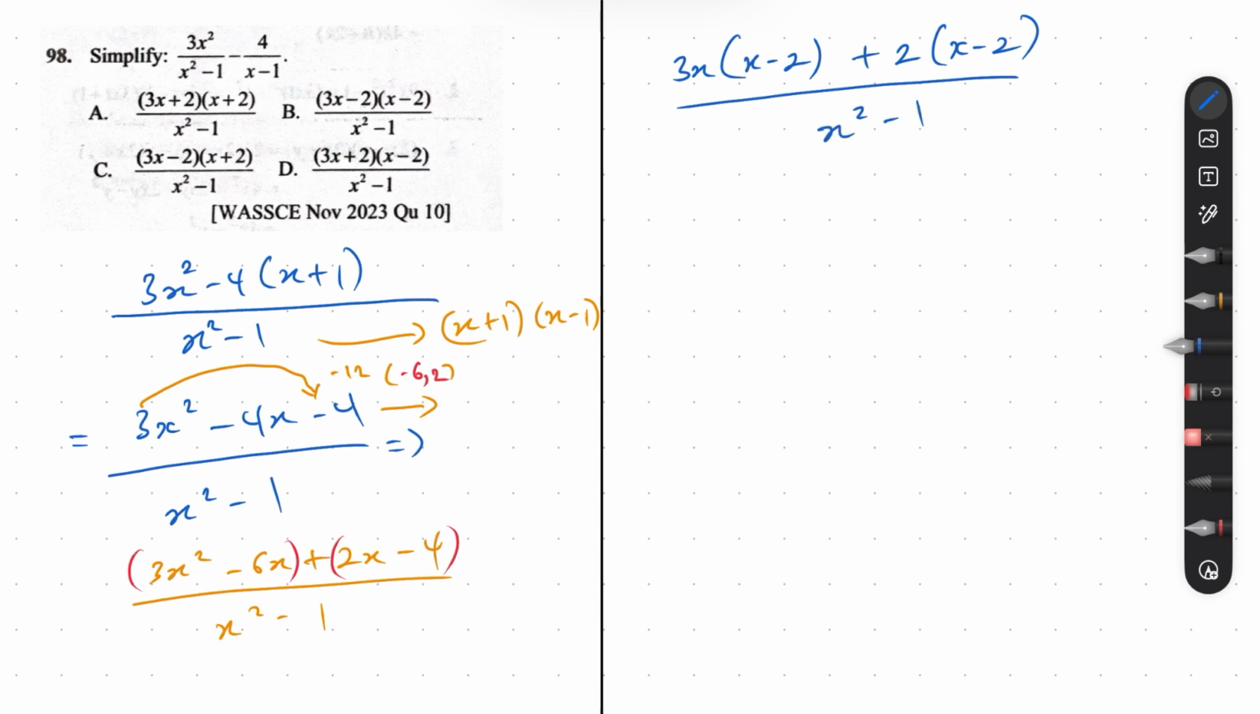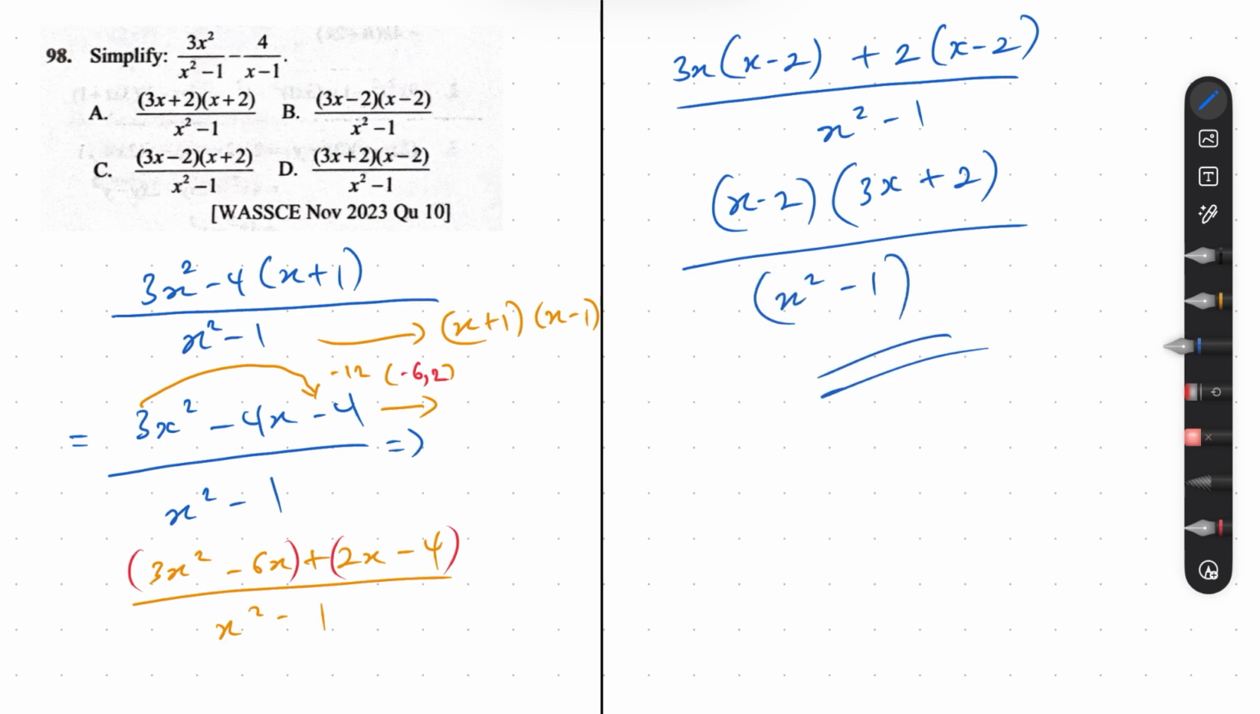Now when you look on top here, we have something common, right? x minus 2 is common here and common here. So we can factor that out. We have x minus 2 out. What is left in the bracket? 3x plus 2 all over x squared minus 1. So that is our answer. Do you have it there? 3x plus 2, x minus 2. Yes, which is D. Cool.